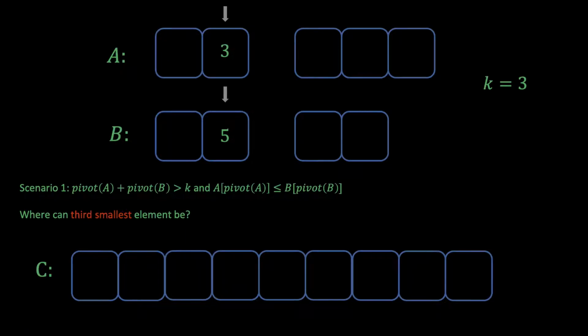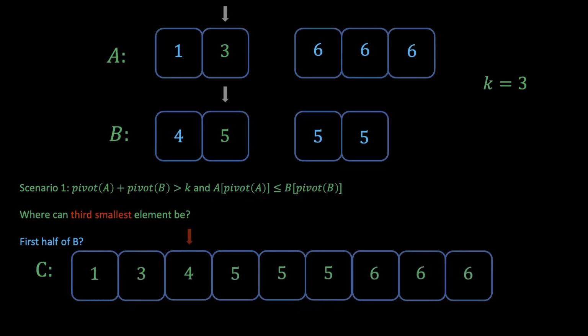What about the first half of B? Again, take a minute and think. Is it possible to have the third smallest element in the first half of B? I'm sure if you spend enough time, you can come up with an input that looks like this. Here's the sorted array order, and the third smallest value in the sorted array is 4, and 4 is in the first half of B. So it is possible that the third smallest value is in the first half of B.